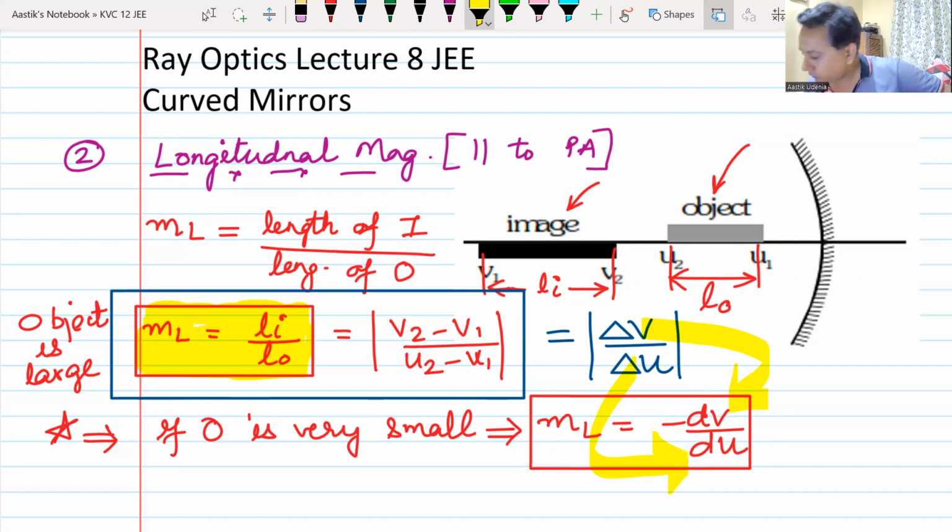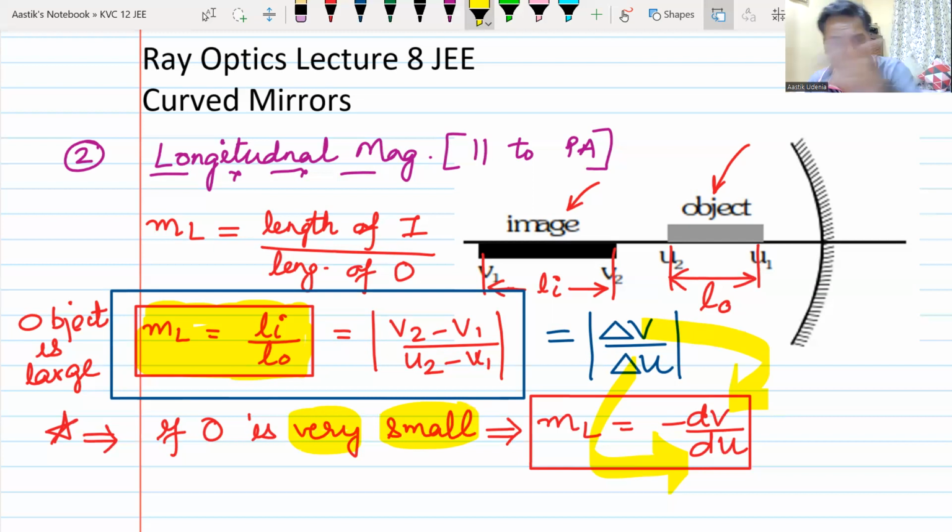Do you understand this? Yes or no? Yes, sir. Yes, sir. Formula is valid, sir. Excuse me, sir. Yes, beta. Sir, can you please explain once again? What do you want me to explain? Is the length of the image divided by the length of the object, LI by LO. Is it clear?